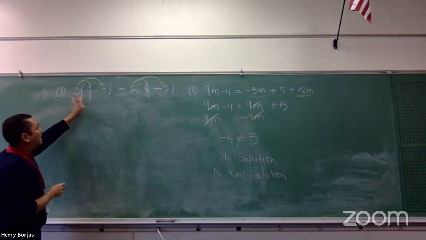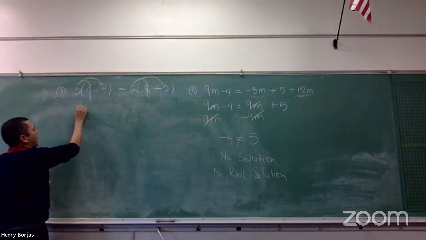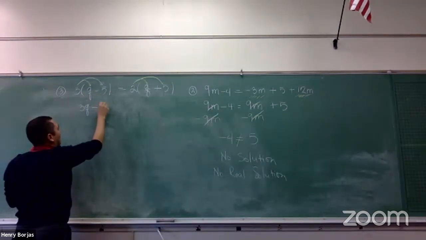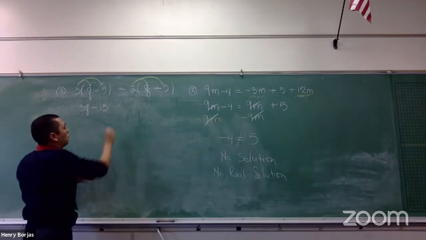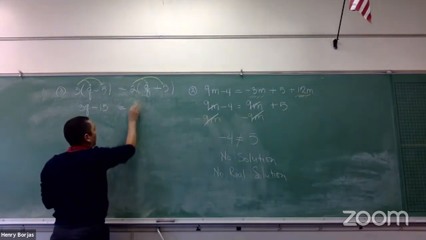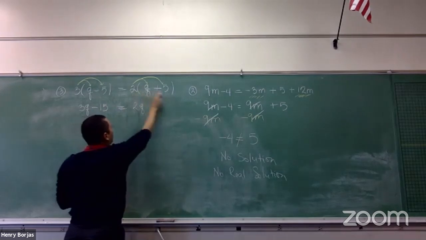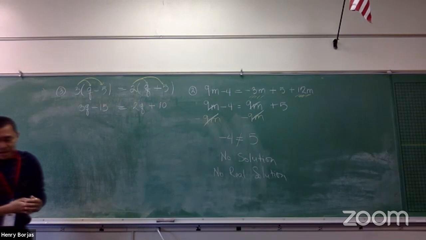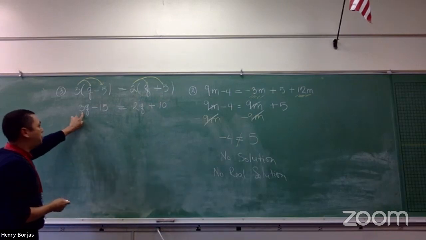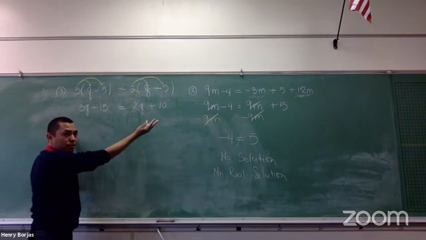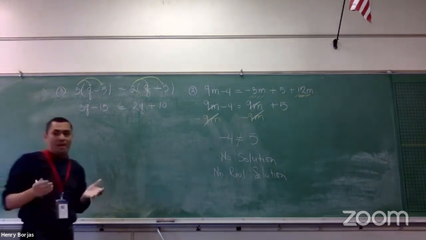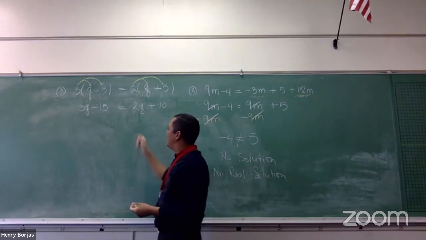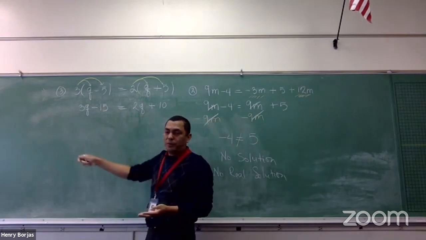So we're going to have 3 times q is equal to 3q. 3 times 5, negative 15, equals 2 times q, 2q, 2 times 5, 10. Let's simplify. Now the question here, I have 3q, I have 2q, on both sides of the equation. Which movement am I going to do? It doesn't matter. It doesn't matter. Why? Because whichever side you move, you can solve the equation.